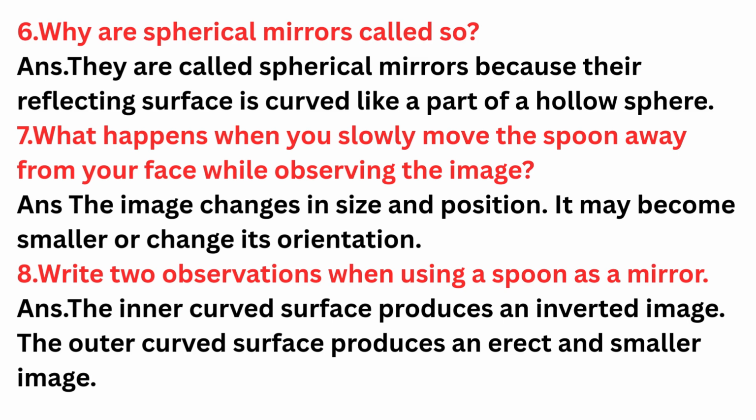Question number 7. What happens when you slowly move the spoon away from your face while observing the image? Answer. The image changes in size and position. It may become smaller or change its orientation. Question number 8. Write two observations when using a spoon as a mirror. Answer. The inner curved surface produces an inverted image. The outer curved surface produces an erect and smaller image.